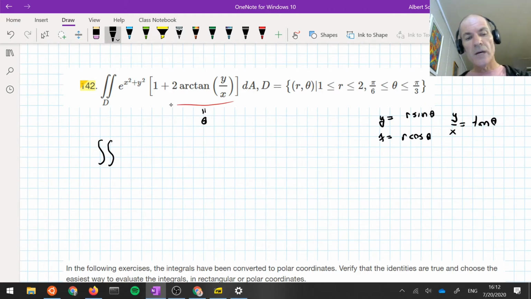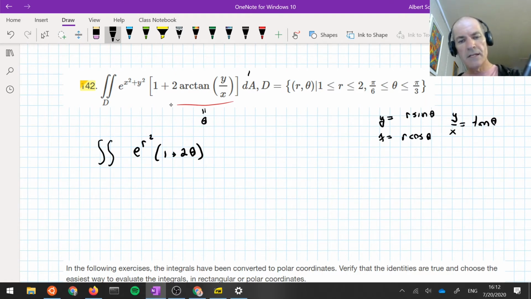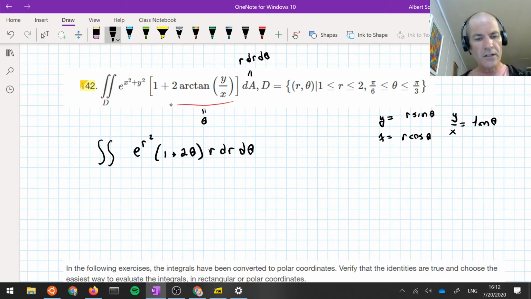e to the x squared plus y squared, again, we recognize that quantity, and that should be a knee-jerk reaction for you. x squared plus y squared is equal to r squared in polar coordinates. So we get e to the r squared times the quantity 1 plus 2 theta, based on our calculation off to the side there. What does dA become? dA is r dr d theta. And the limits of integration: r goes from 1 to 2 on the inner integral, and on the outer integral, pi over 6 out to pi over 3.